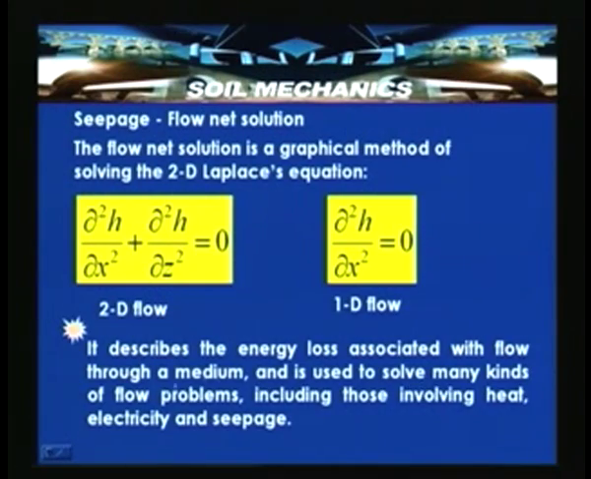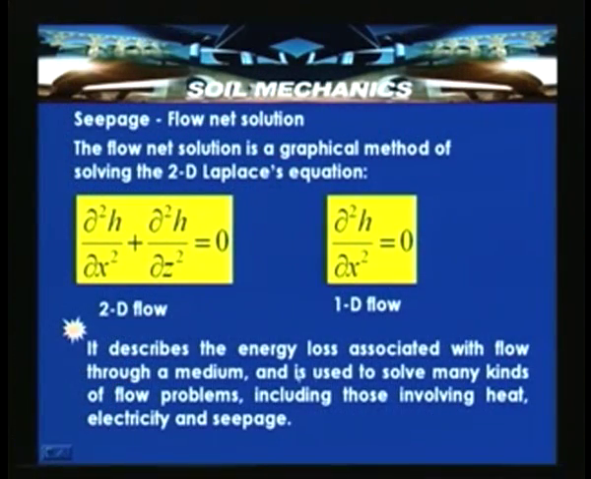So, it describes the energy loss associated with the flow through a medium and is used to solve many kinds of problems. This particular concept is used in solving heat transfer, electricity transfer and seepage, that is, from one potential to another potential. Again, a similar analogical logic is used to explain this particular theory. This flow net solution describes the energy loss associated with flow through a medium and is used to solve many kinds of flow problems, including those involving heat, electricity and seepage.